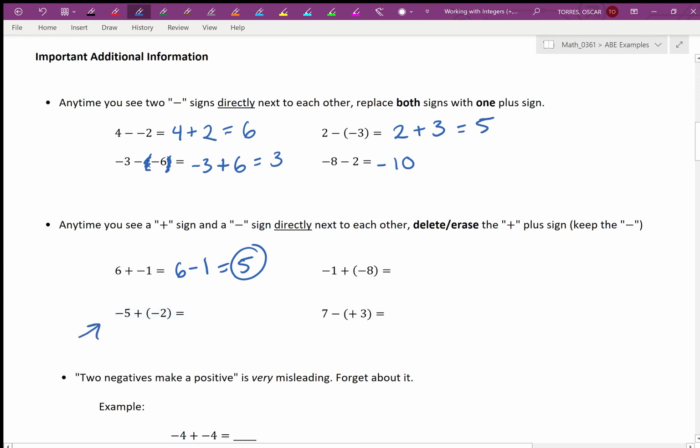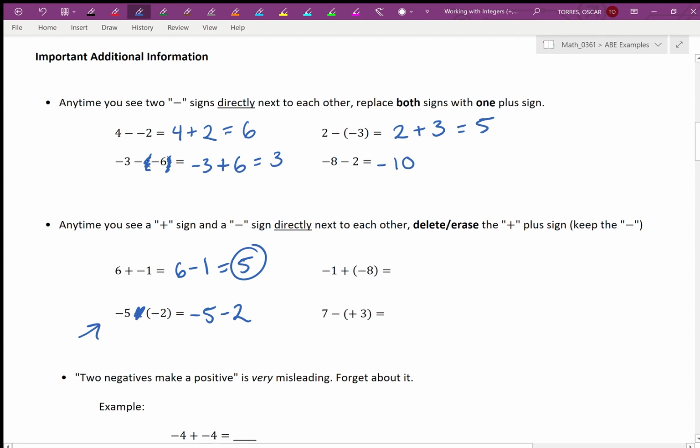For this next example, we're going to do the same thing. We have negative 5 plus negative 2. So we have a plus directly next to a minus sign. When that happens, we can ignore the plus sign and leave that negative sign, or the minus sign, alone. So this expression will become negative 5. I'm going to forget that plus sign, minus 2.